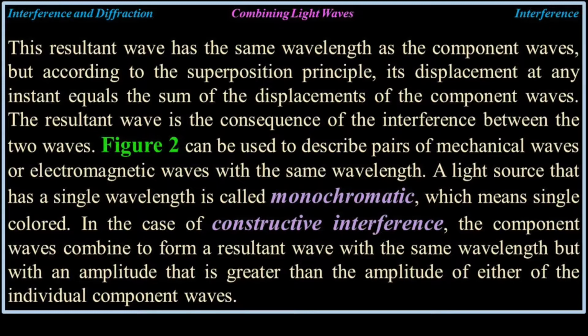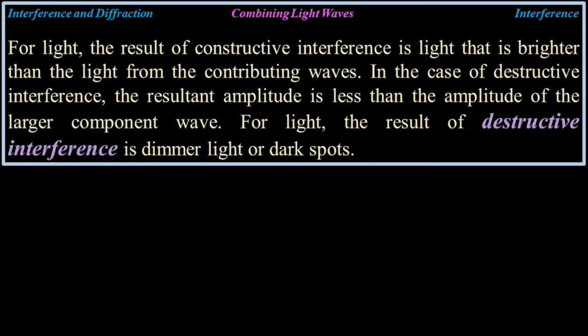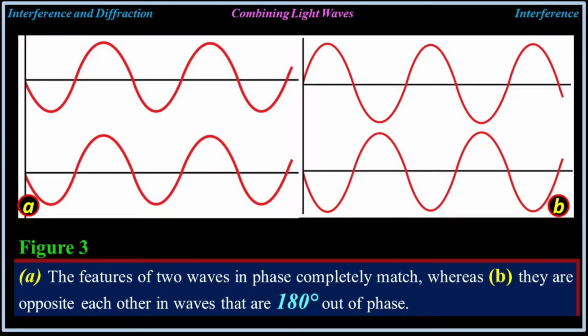All right, this is a perfect time to go back and actually look at Figure 2. I will continue by looking, very briefly, at destructive interference. For light, the result of constructive interference is light that is brighter than the light from the contributing waves. In the case of destructive interference, the resultant amplitude is less than the amplitude of the larger component wave.